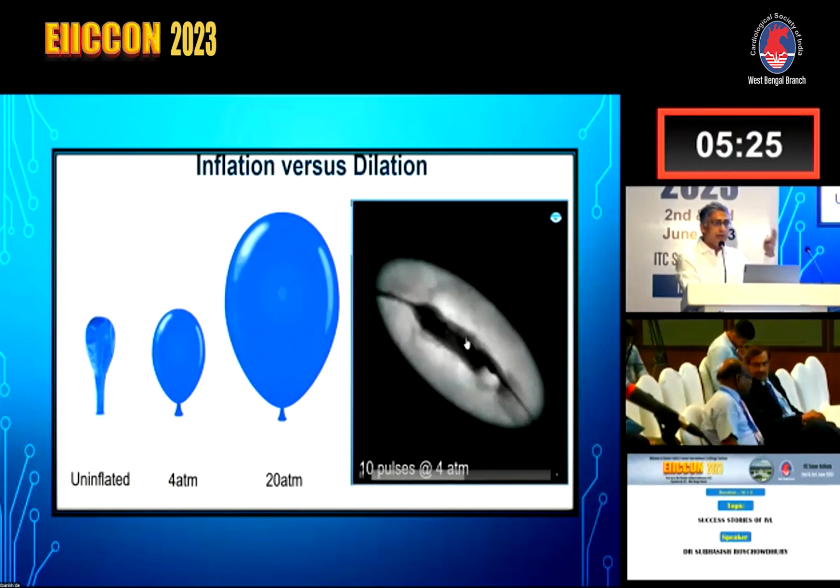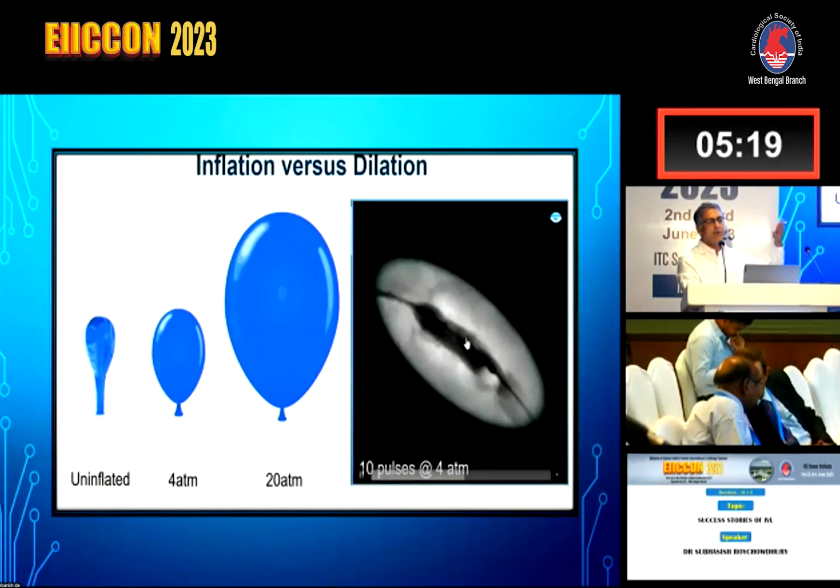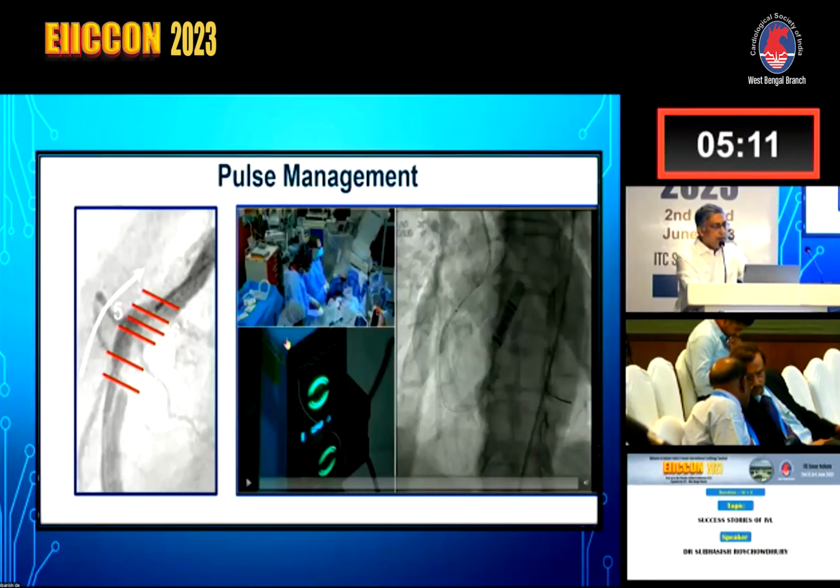Also remember that with the balloon, what we're trying to do is inflation and not a dilation. So don't go to very high pressures, more than 4. Nothing is going to happen with the 6, 8, 10. We are not trying to dilate the lesion.